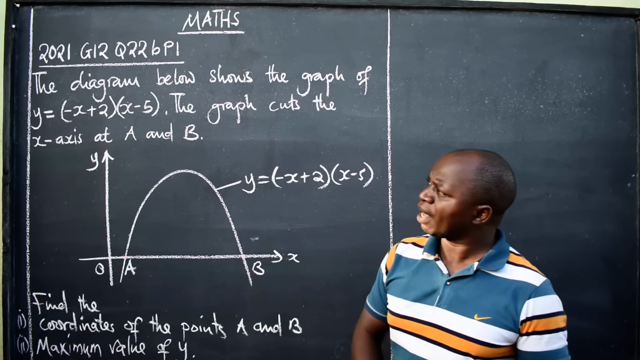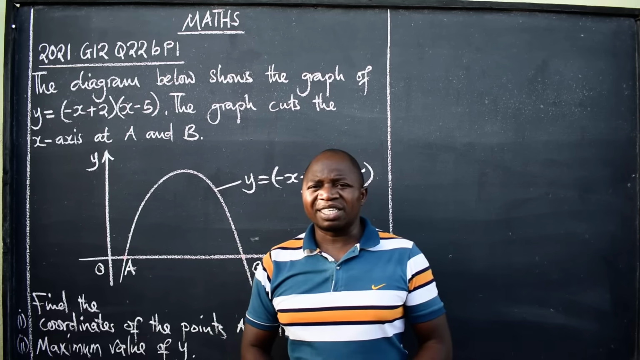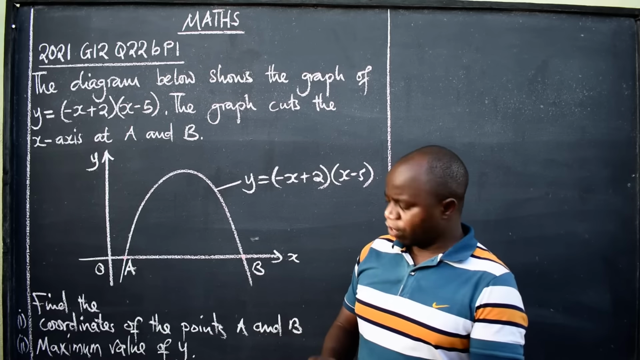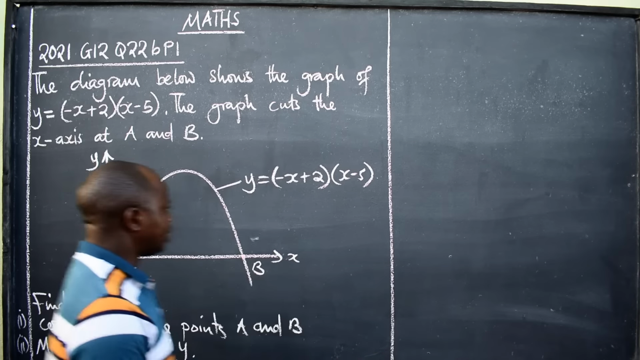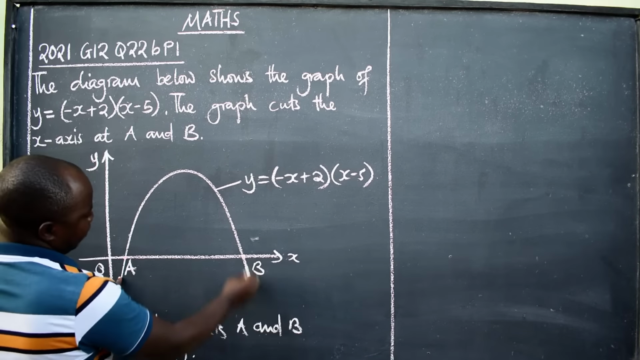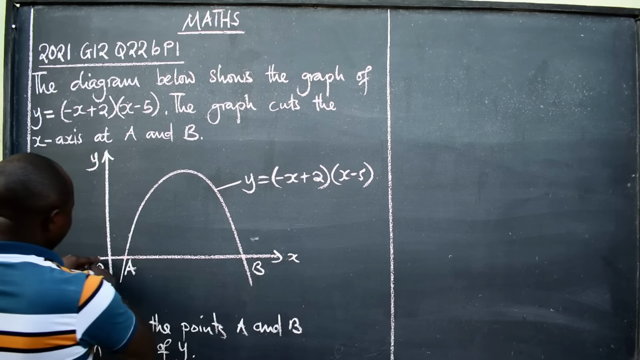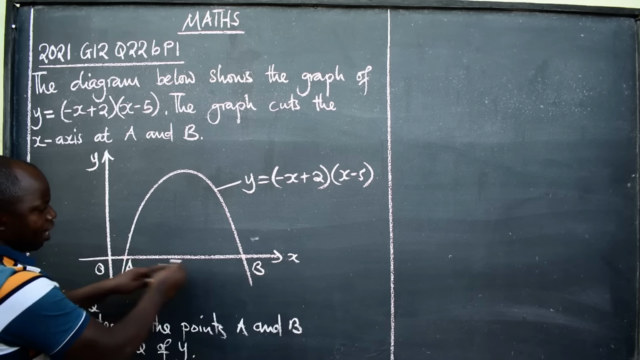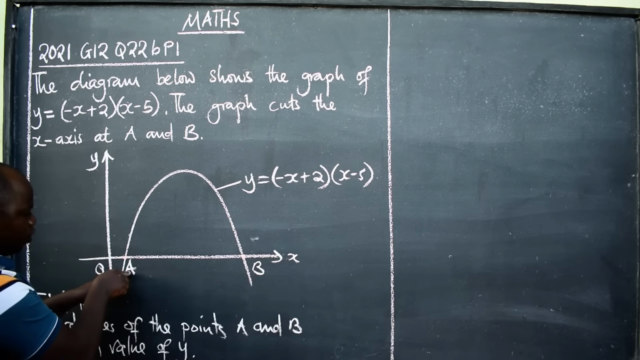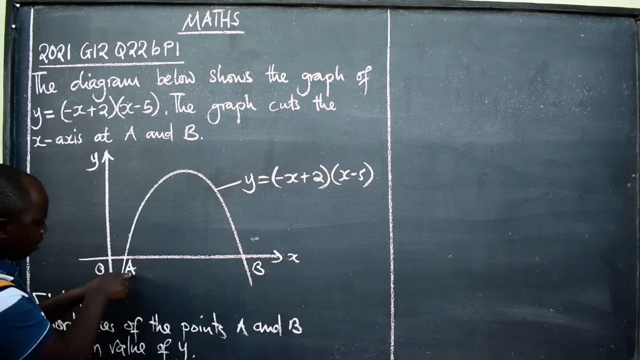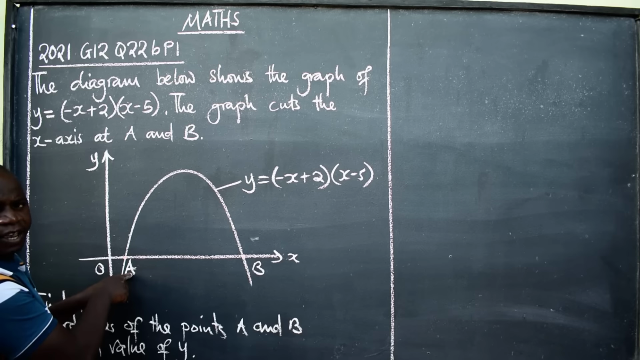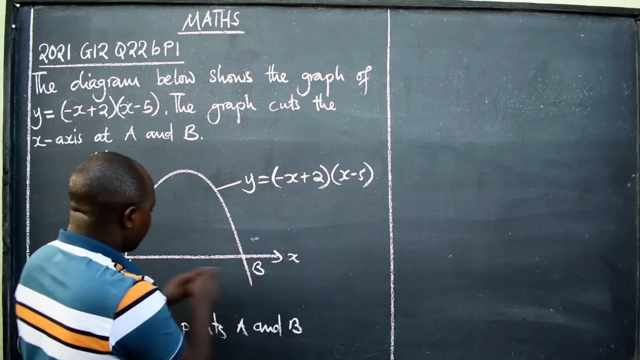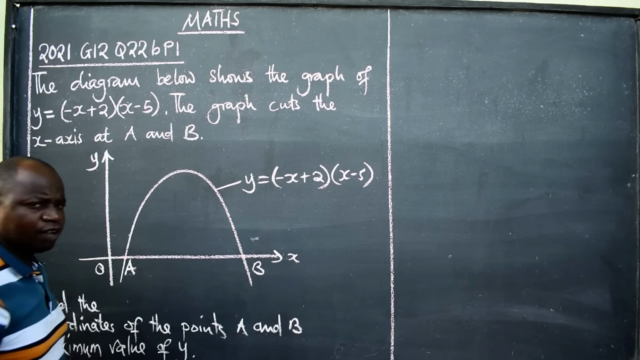Well, let's begin. The question is from quadratic functions. These are quadratic functions, right? So now we are told that the graph that we've been given here is cutting the x-axis at point A and B. So now we need to find the coordinates for the values of A and B. What will be the coordinates of these two values?